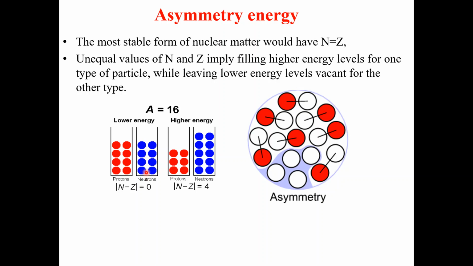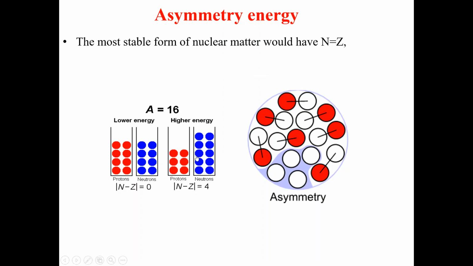So this is the first case, and this is the second case. In the first case, we assume that the most stable form of the nuclear matter would have equal number of neutrons and protons. So this is the first possibility. The second possibility is unequal values of neutrons and protons, implying filling high energy levels for one type of particles, while leaving lower energy level vacant for the other type of particles. So this is the second possibility.